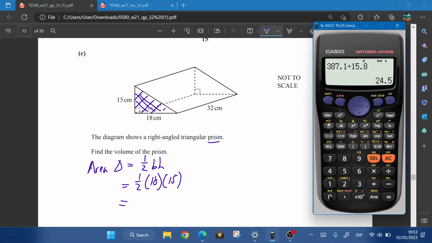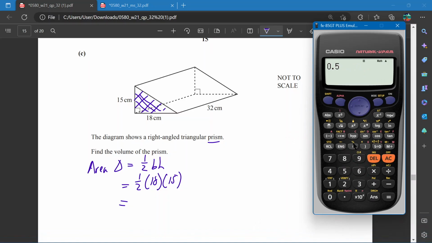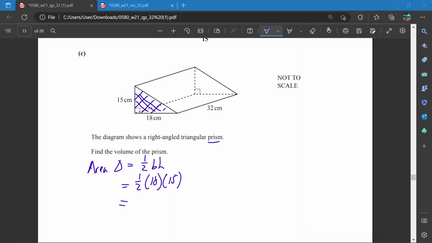So again, 0.5, put quicker. Times, you can put times, you can put brackets, whichever you prefer. 135. This is centimeter square, of course. That's the area, but we want volume.